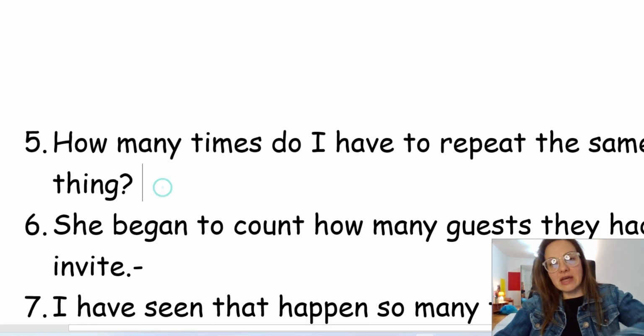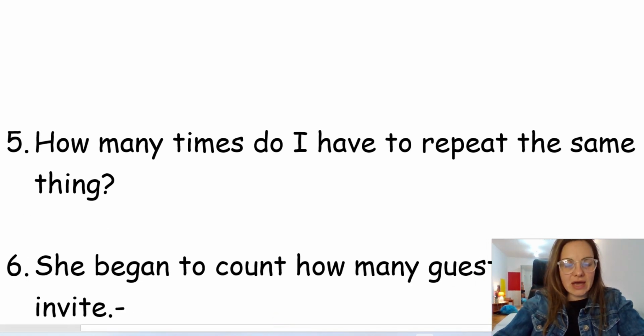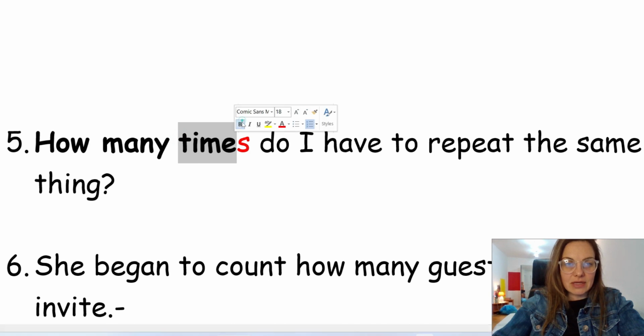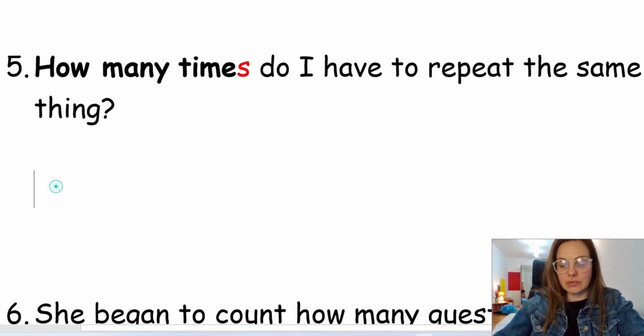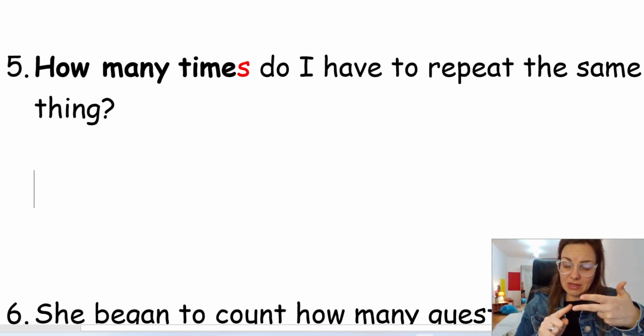Number 5, how many times do I have to repeat the same thing? Clean your room. How many times do I have to repeat that? Here, time is countable. So how many times? Once, twice, 3 times, 4 times, 6 times, etc.